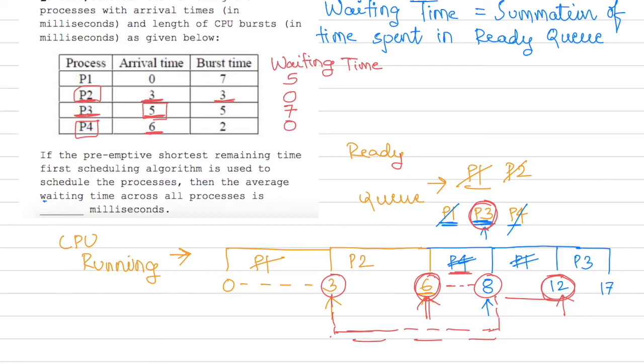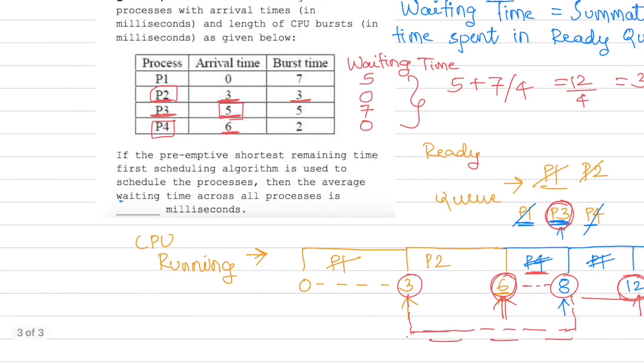Now we have to calculate the average waiting time. So we just find the average of these values: 5 plus 7, the whole divided by 4, that is equal to 12 divided by 4, that is equal to 3. So this is what we were asked: the average waiting time across all the processes is 3 milliseconds. That is our answer.